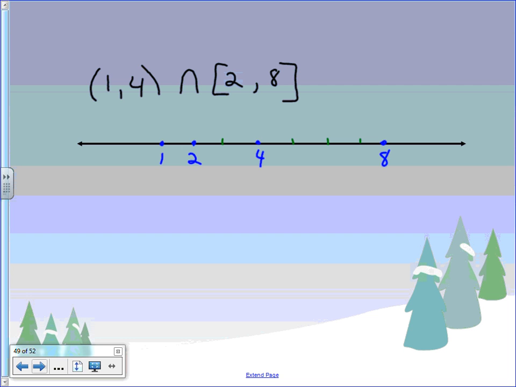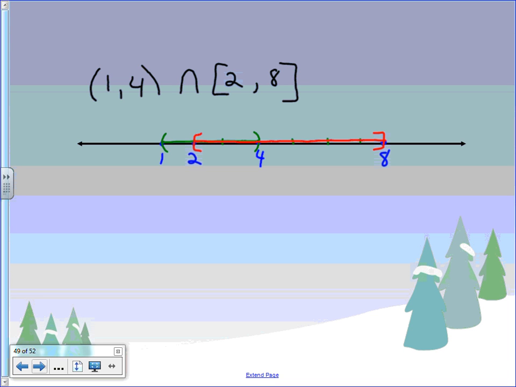Okay, now let's graph. I'm going to graph in green this first expression from 1 to 4. So from 1 to 4, starts at 1, ends at 4, and the two endpoints, the 1 and the 4, neither one of them is included. Okay? Now I'm going to graph the second set in another color, in red. So it goes from 2 to 8. So starting at 2, going all the way to 8. And this time it tells me the 2 is included and the 8 is also included. So I have a bracket on each of those.